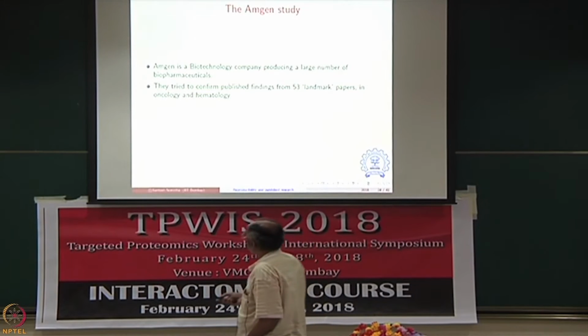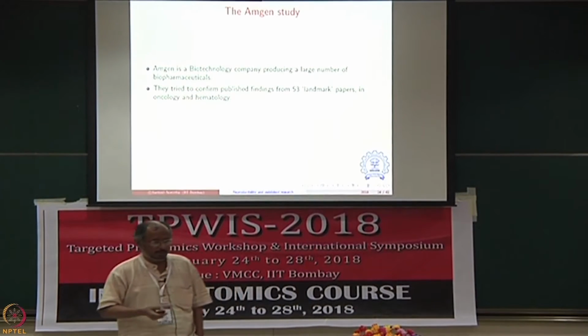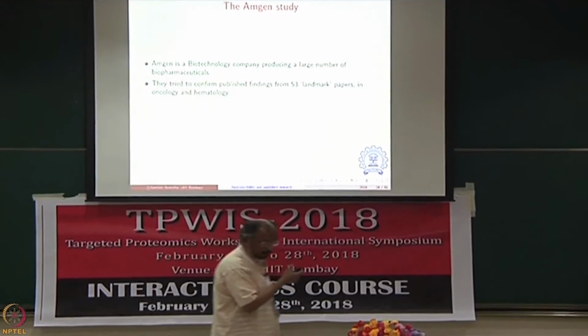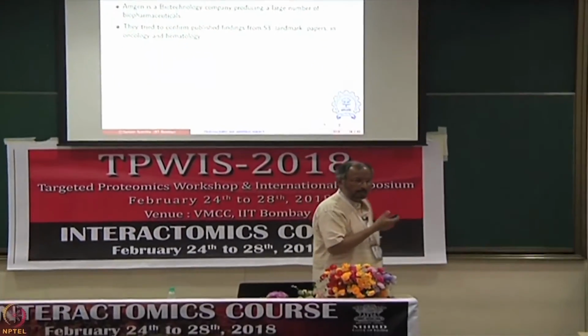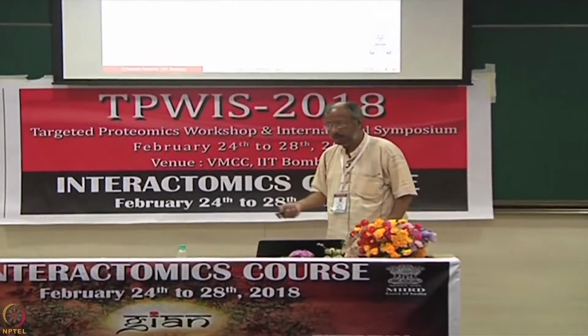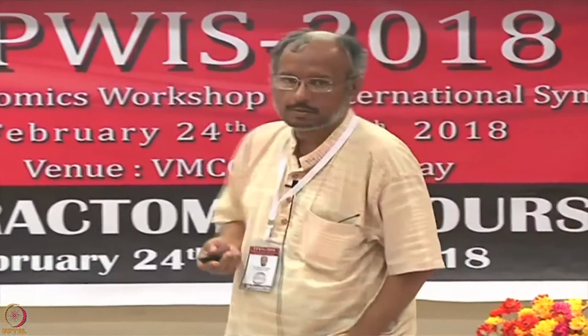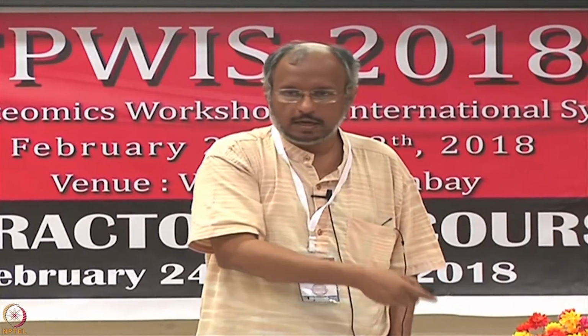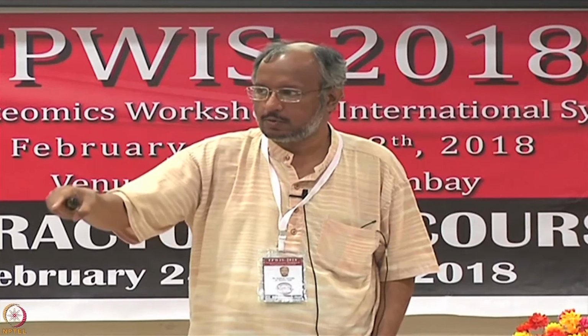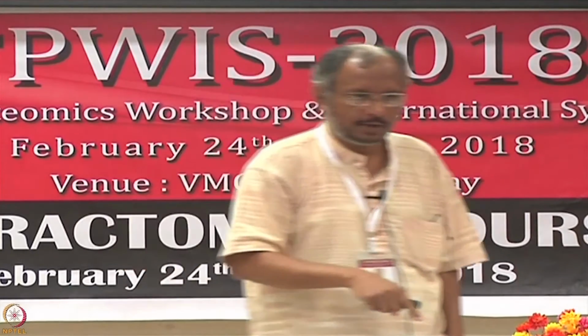So, one of the things they did was they took 53 landmark papers published in the top journals in oncology and hematology. These are publications coming out of MIT, Caltech, Stanford, Berkeley, the top labs, the top universities in the world, 53. And their logic was, these are all published in the top journals. Let us repeat these results in-house, and if, as published, these candidates are good candidates, let us get into the business of manufacturing these candidates. That is where they were going.